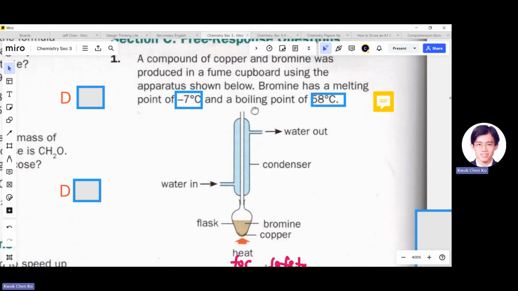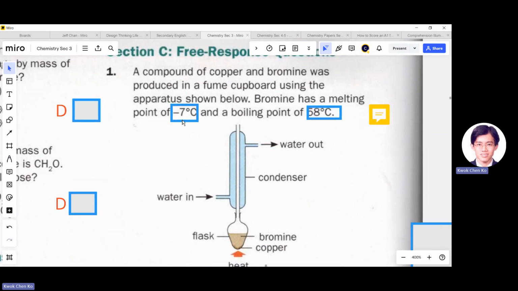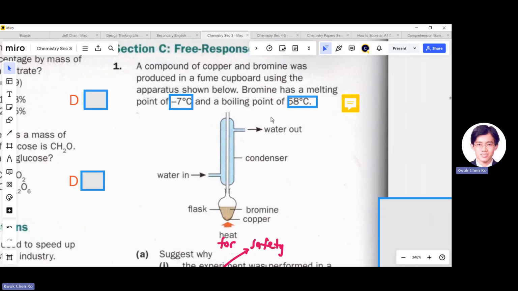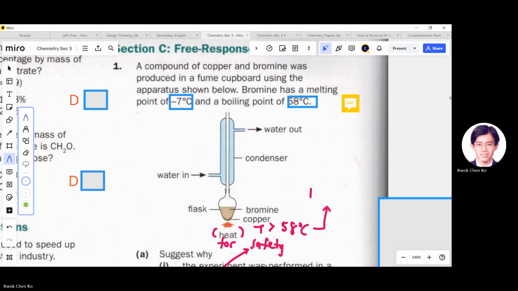They did mention this thing. Bromine has a melting point of -7 and a boiling point of 58. Why do they mention this about bromine? Now look at here, there's a heating. And under ordinary heating conditions, you will expect the temperature to go above 58. Here it can easily go all the way to boiling. I mean, water boiling temperature. So that means your bromine is vaporized.